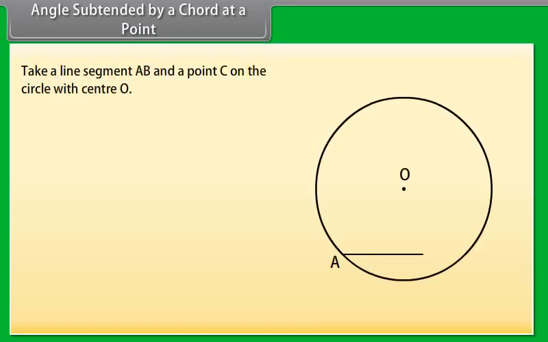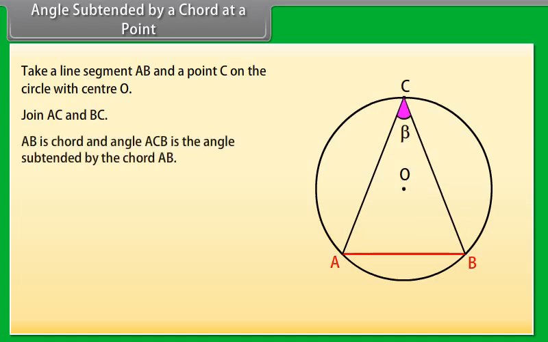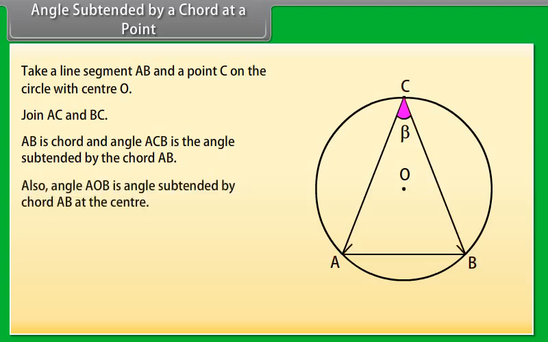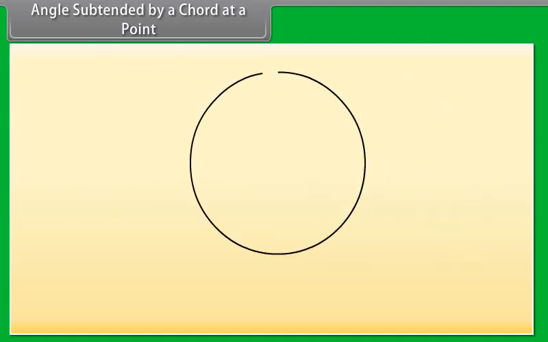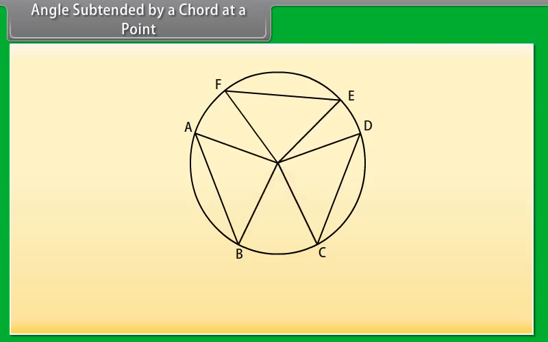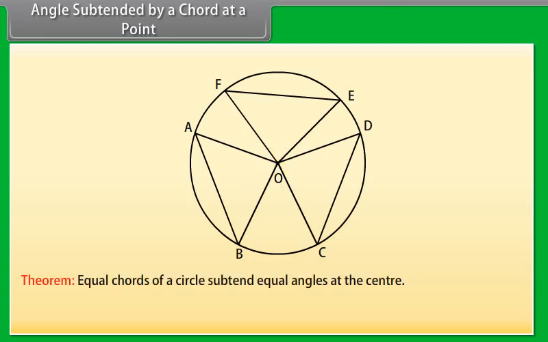Angle subtended by chord at a point. Take a line segment AB and a point C on the circle with center O. Join AC and BC. Here AB is chord and angle ACB is the angle subtended by the chord AB. Also, angle AOB is angle subtended by chord AB at the center. If we draw 2 or more equal chords of a circle and measure the angle subtended by them at the center, then we will find that the angles subtended by them at the center are equal. This relation gives us the theorem which says that equal chords of a circle subtend equal angles at the center.